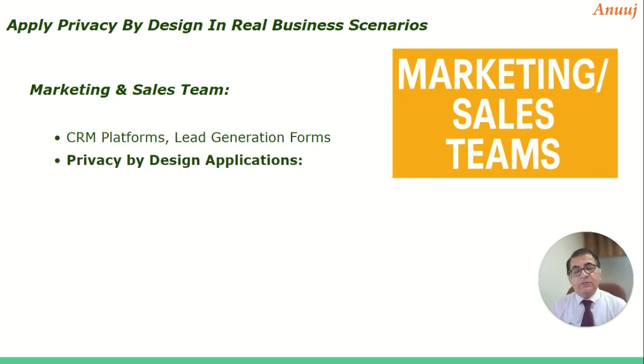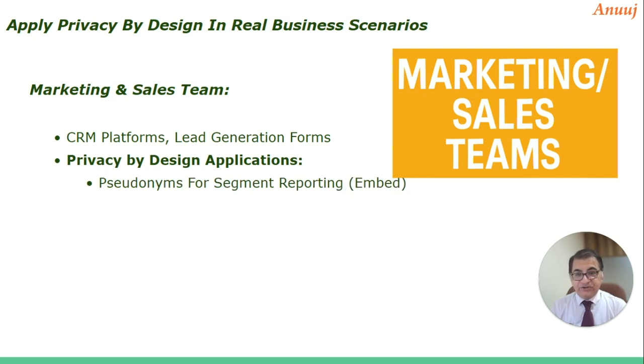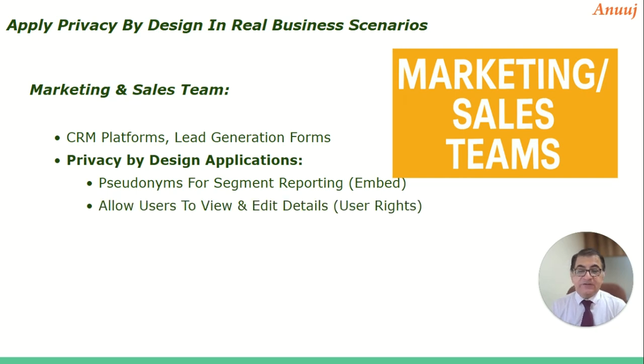So they have CRM forms, lead generation forms, email campaigns. They should pseudonymize the reporting part of the data, right? They should create pseudonyms for a particular kind of report or for a particular category available in the report and publish the report accordingly instead of publishing the PIIs of the users. That gives us the comfort that the privacy part is embedded even in the reporting of the system.